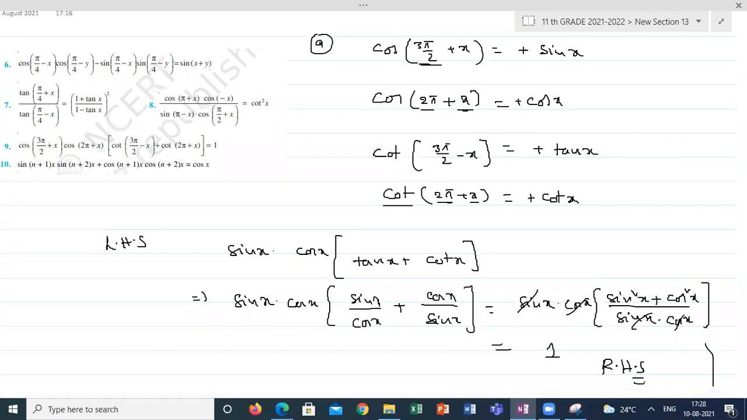Is it clear, guys? What is the importance of the quadrants concept? It's clear, guys? Yes, sir.